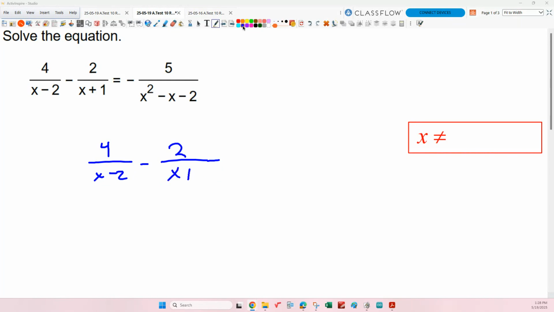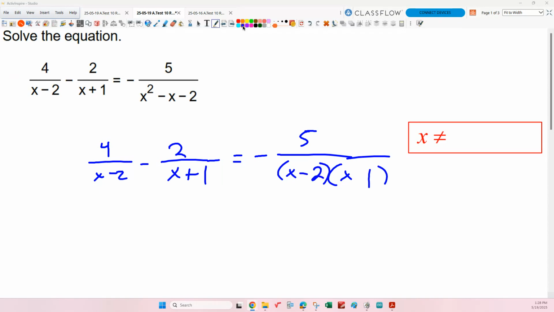Two over x plus 1 equals negative 5 over what? What does the bottom factor into? Okay, good. Magic numbers need to multiply to negative 2 and add to negative 1. Let's play the sign game real quick. It's been a while, but this is good stuff to remember. What are the signs going to be if my magic numbers multiply to a negative and add to a negative? Negative and a positive. Good. Okay, and it's negative 2 and positive 1, you told me.